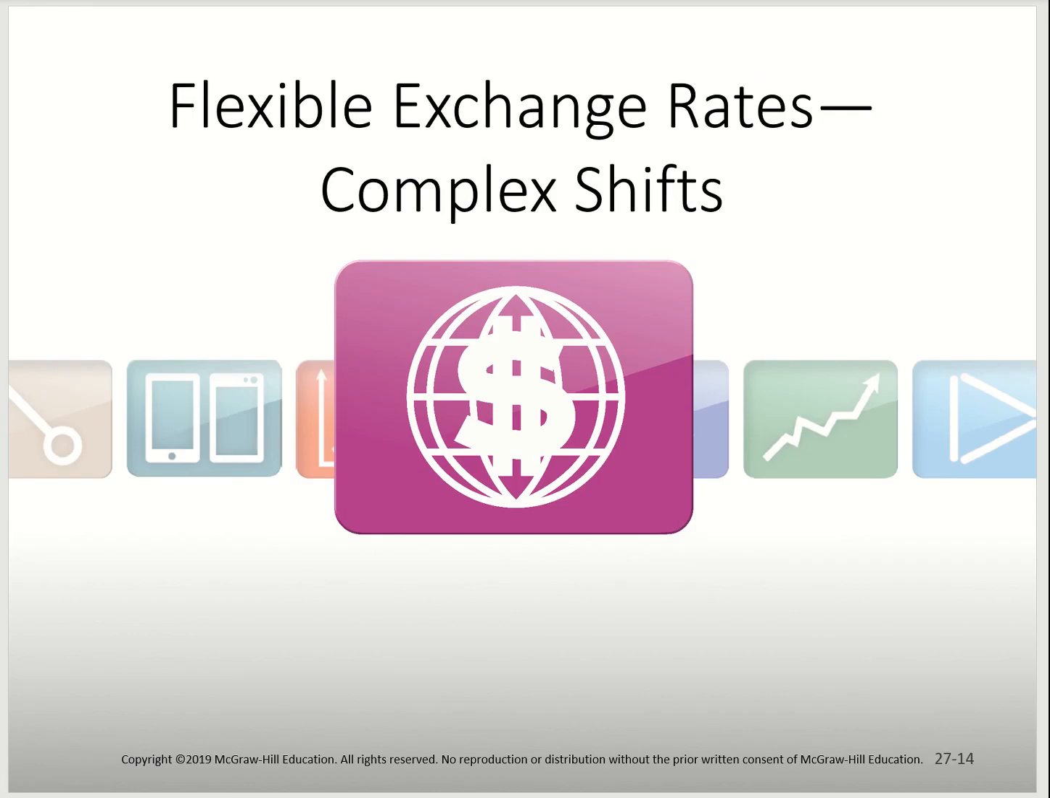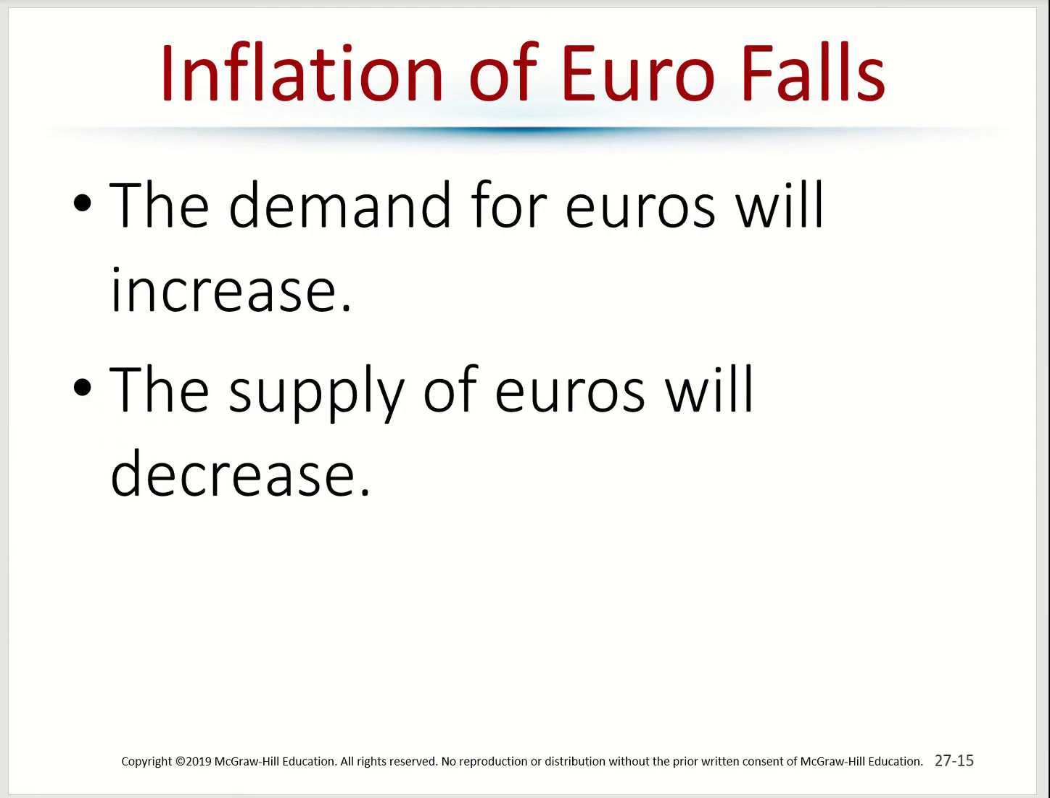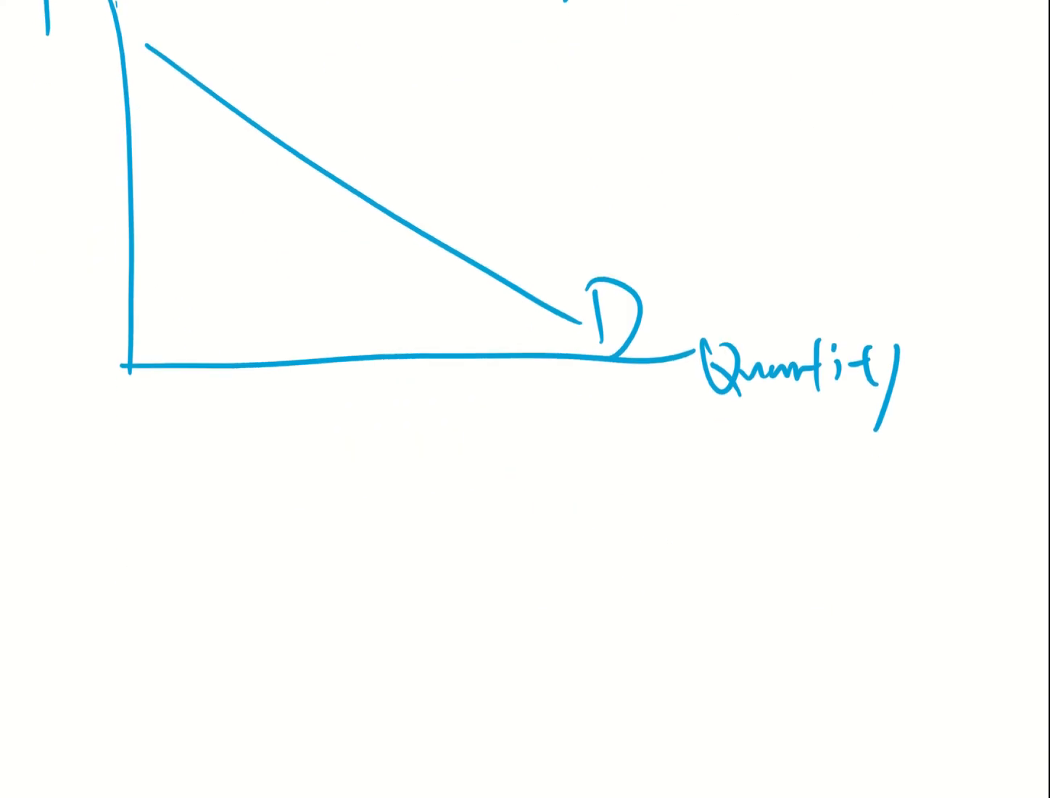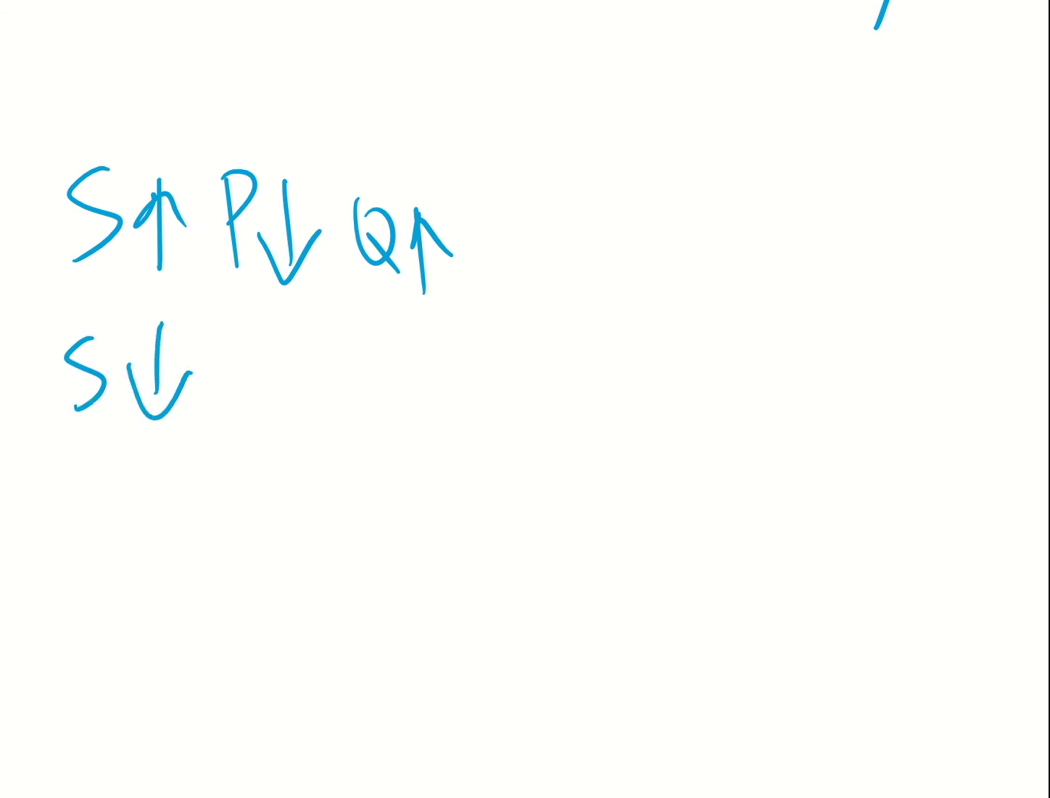Now, if you want to see a more complex shift of your foreign exchange market, combine two shifts together. So over here we have our demand for euro goes up, supply for euro goes down. And then guys, for this type of question, I want you to remember what you learned before in the regular supply and demand curve. Whenever you see supply increases, price goes down, quantity goes up. Supply decreases, price goes up, quantity goes down.